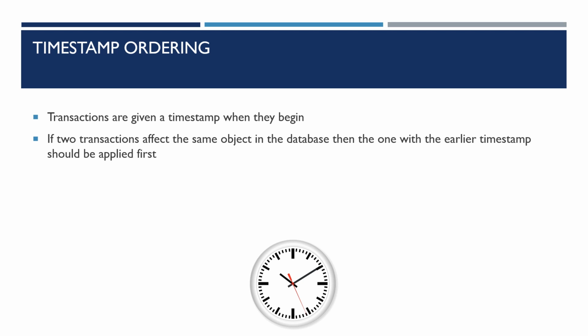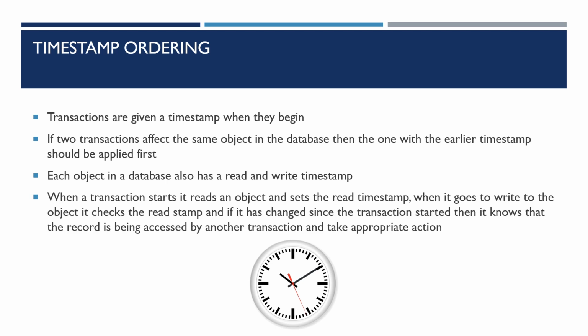Each object in a database also has a read and write timestamp. When a transaction starts, it reads an object and sets the read timestamp. When it goes to write to that object, it checks the read timestamp, and if it has changed since the transaction started, then it knows that the record is being accessed by another transaction and takes appropriate action.